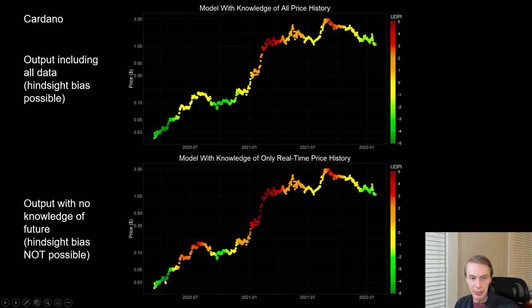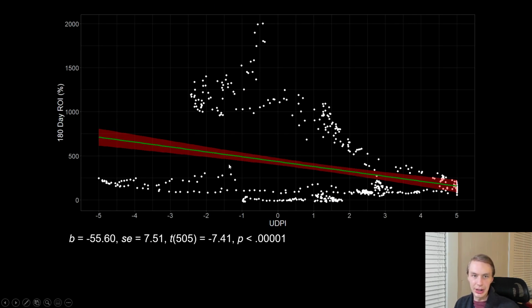At the really low UDPI level, we didn't get all the way to here in 6 months. It was more off of those levels that we'd see that. So that's what we're seeing here. But again, negative regression, best fit regression line. What that means is that for ADA across that time, every point lower on the UDPI corresponded to a 55% higher ROI 6 months later, which again is quite good to see, I think.